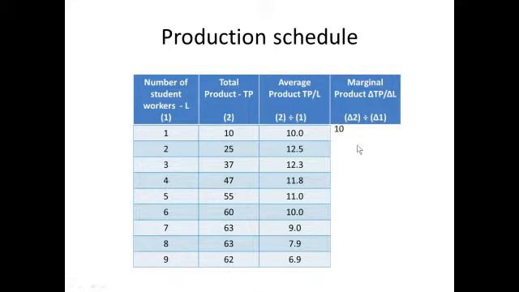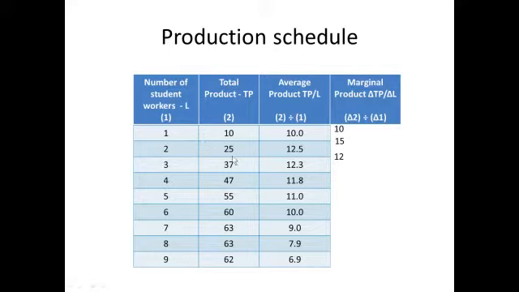So let's have a look at what we call our marginal product. Our first worker added 10, that was great. Our second worker raised output by 15 units, but remember our third worker actually only added 12. So diminishing returns to our variable factor has actually set in.